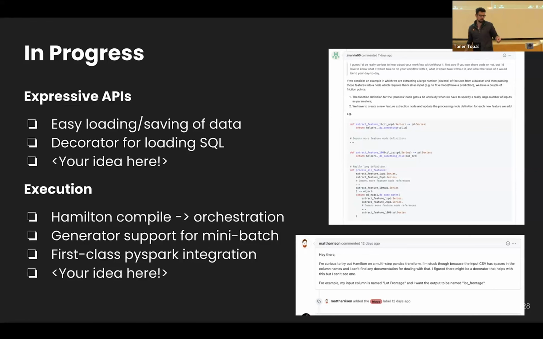We're looking at potentially generator support to allow for mini batch. I think this could be a perfect combination with Flower because it's a natural generator: go until we don't want to update the weights anymore. And as opposed to you running it in a loop, we could naturally build that in Hamilton. And we're looking to improve our PySpark integration. And again, we're taking new ideas all the time.